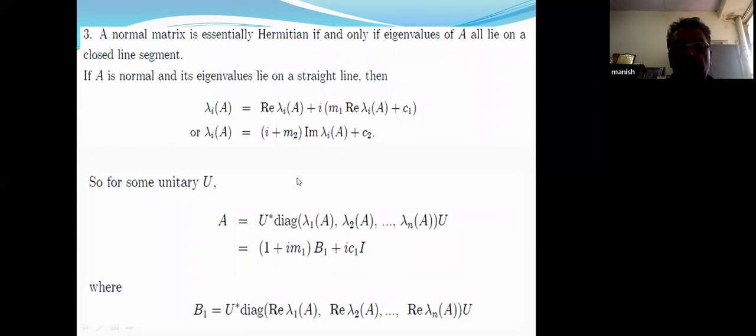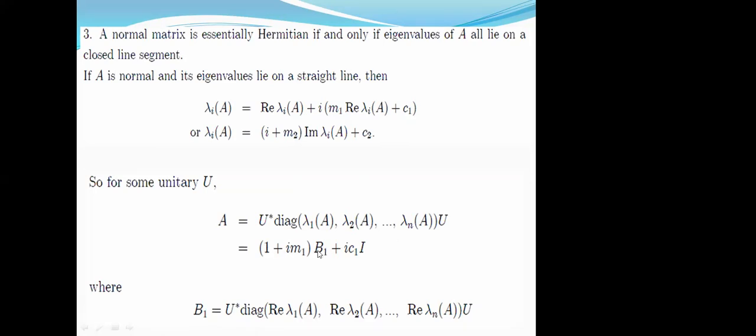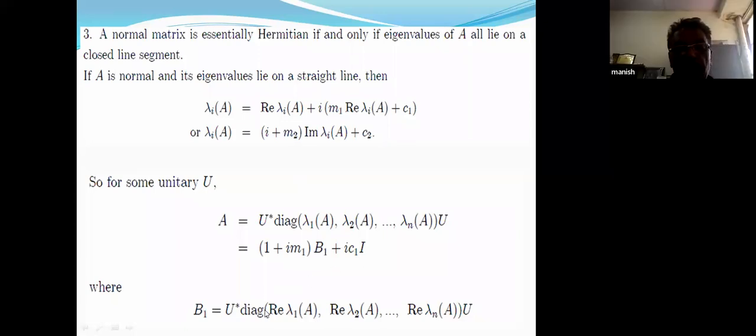And now substitute the values of lambda_i of A from here. This expression comes out to B1 plus iota c, where B1 is this matrix U star, then a diagonal with only the real parts of eigenvalues, then U. So if we calculate B1 star, this comes out to be U star, and then again the diagonal, which remains the same because we have real diagonal entries, and then U. So B1 here is Hermitian. This means if eigenvalues are on a straight line, then A is essentially Hermitian.